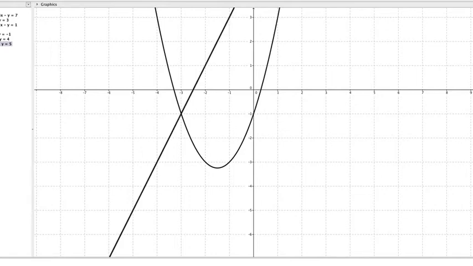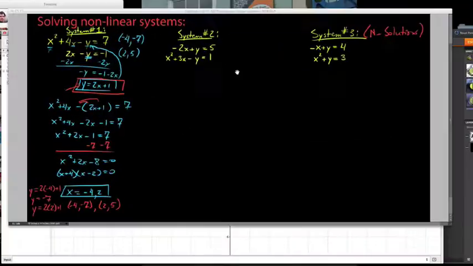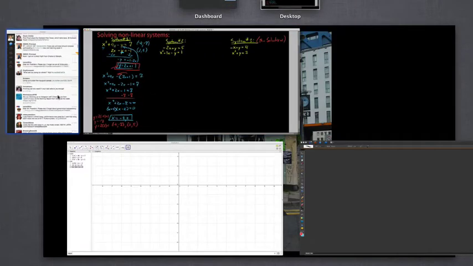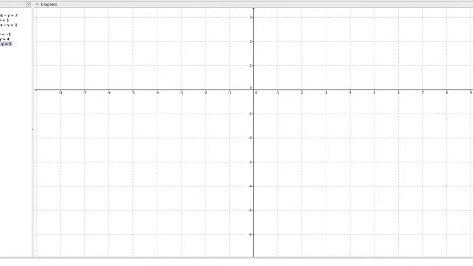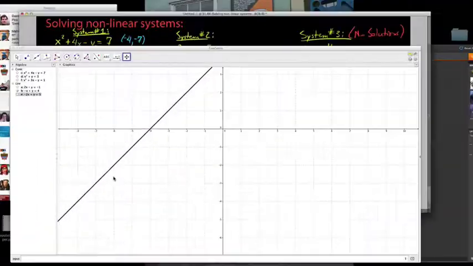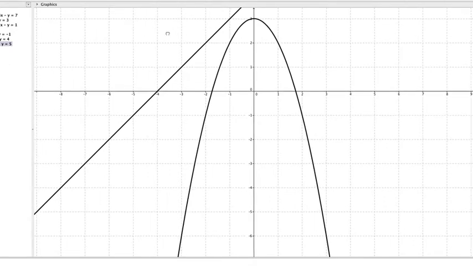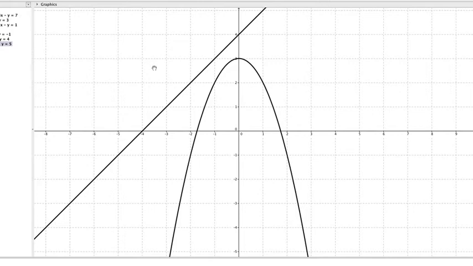And you'll notice, first of all, try again. Perhaps I have the wrong parabola. Let me check my system here. We say negative x plus y equals 4. So negative x plus y equals 4 is this linear constraint. And then we say x squared plus y equals 3. So x squared plus y equals 3. There we go.